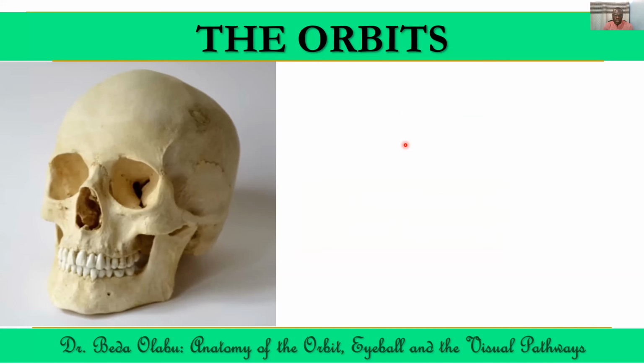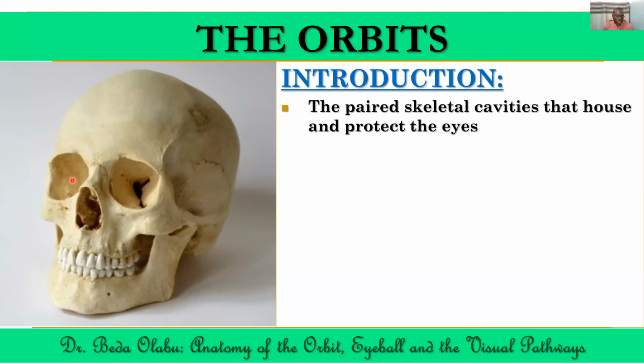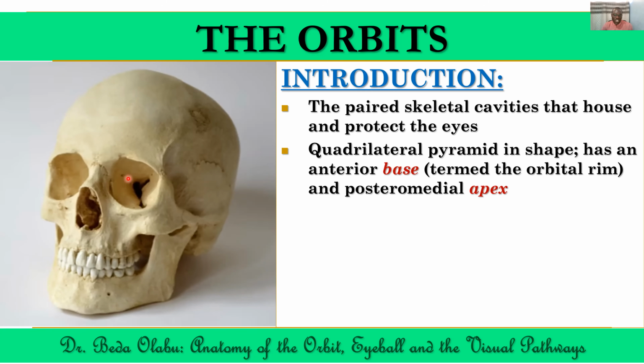Maybe before we look at the orbital walls, it's good to define what the orbit is. The orbits are paired skeletal cavities in front of the cranium. We know that they house the eyes and therefore also protect them. In terms of their shape, they are quadrilateral, which means there are four sides, but they're also pyramidal, which means there's a base which is broader and an apex that is narrower.